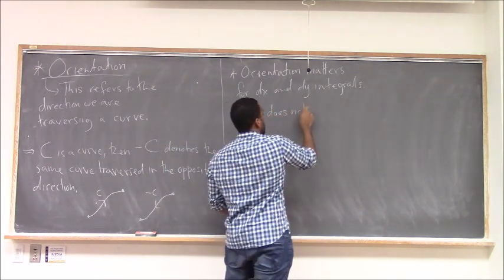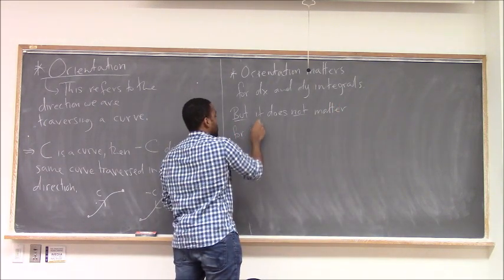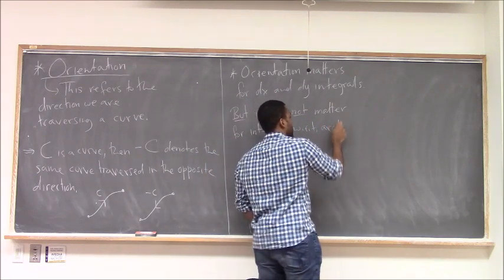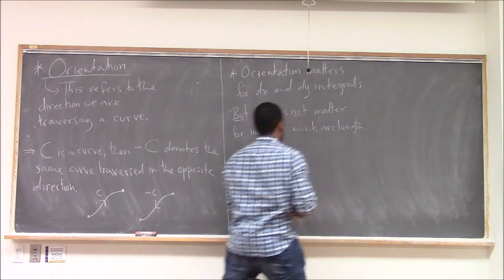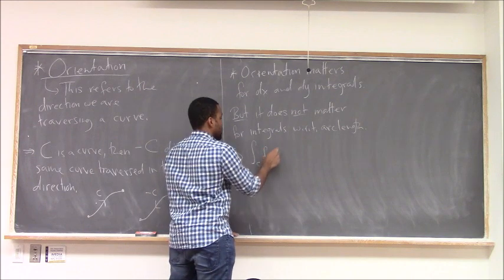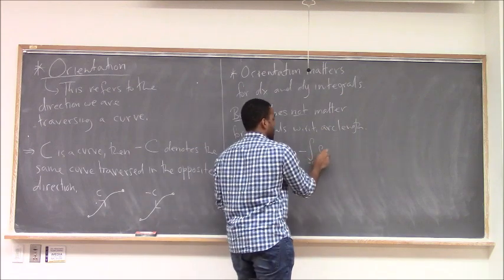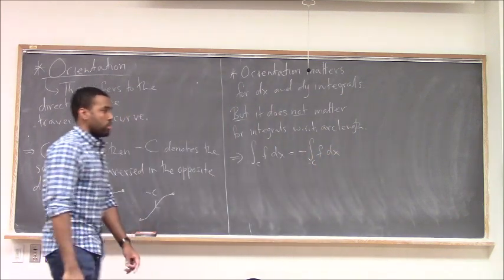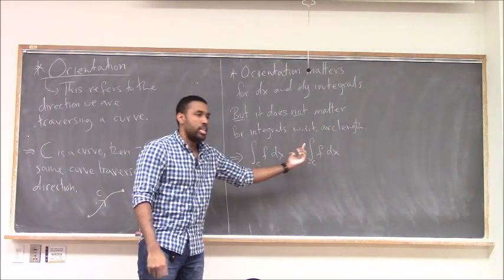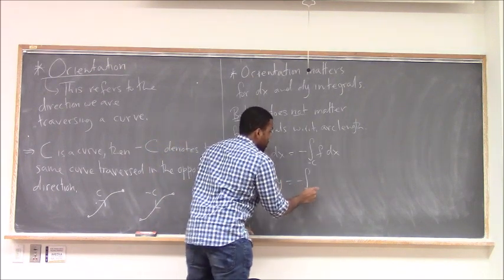it does not matter for integrals with respect to arclength. This means that if I have the integral along C of f dx, I can think of this as the negative integral along minus C of f dx. Those two I can think of as equivalent. I travel in the reverse direction, but I just put a minus sign on the outside because my x prime will change signs. Similarly, if I have f dy, this is the negative of the integral along minus C of f dy.